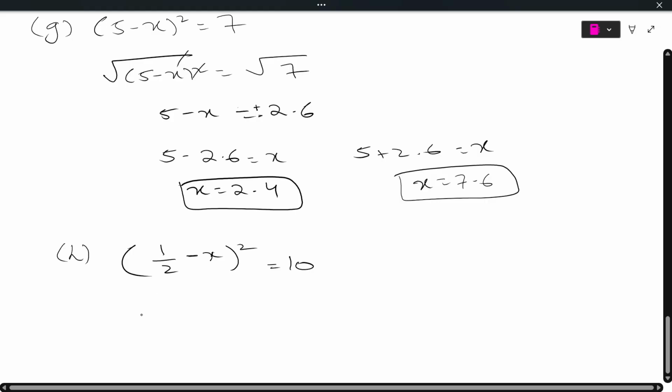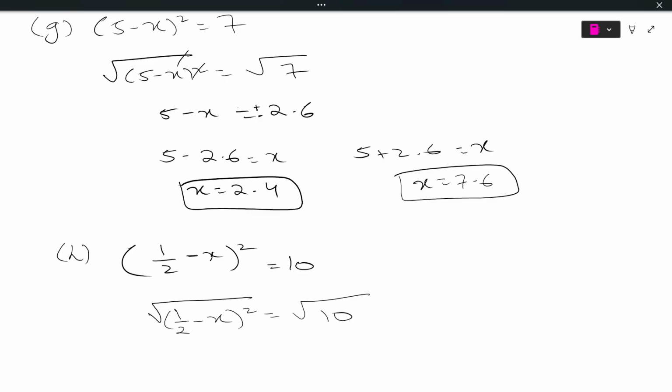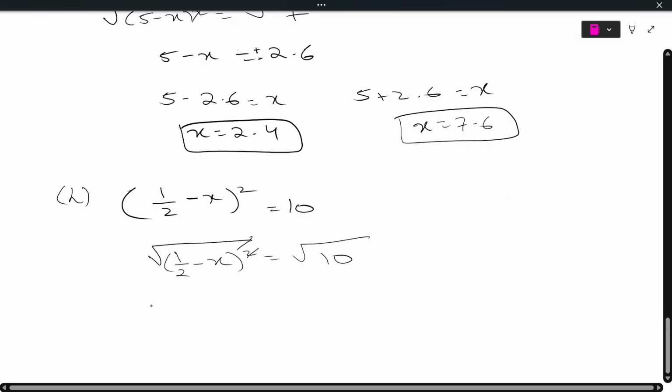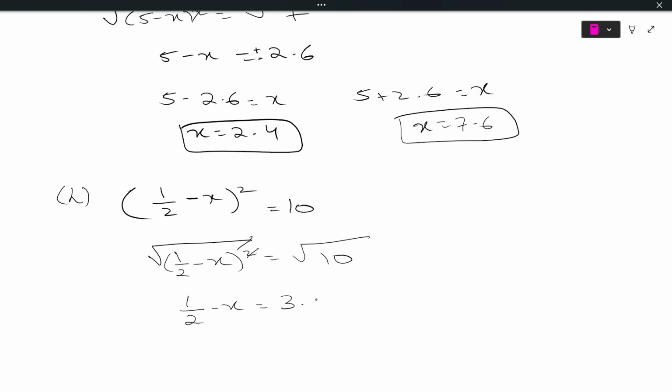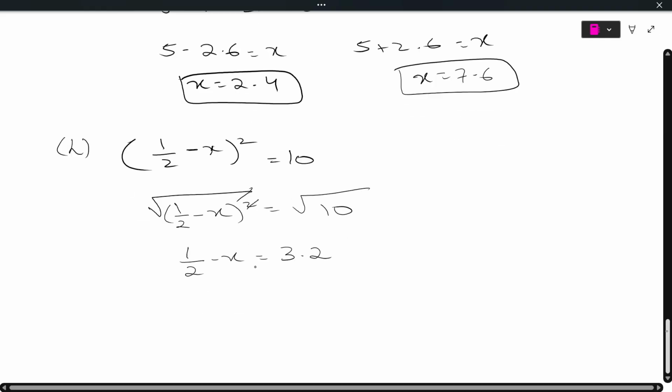So basically, first thing first, I'm going to under root both sides, so that I can get rid of this square, right? So this square and this square root will cancel out. Once these cancel out, I am left with 1 over 2 minus x, which equals under root of 10. So under root of 10, if I do that in my calculator, that's 3.16. 3.16 can be rounded off to 3.2, right? And then I have one value in positive, not to forget, and one value in negative because we have removed the under root, okay?